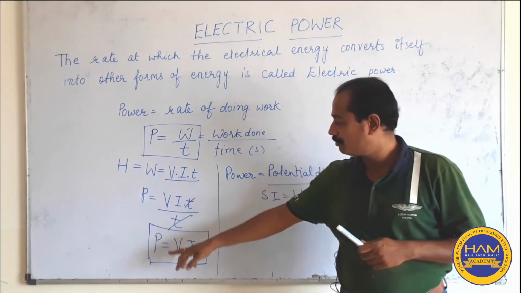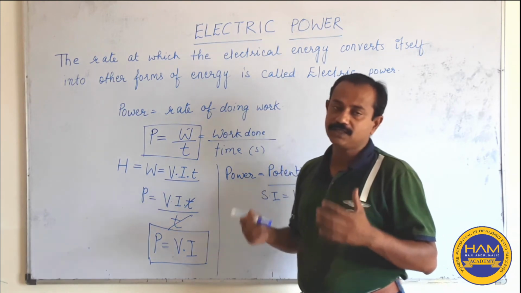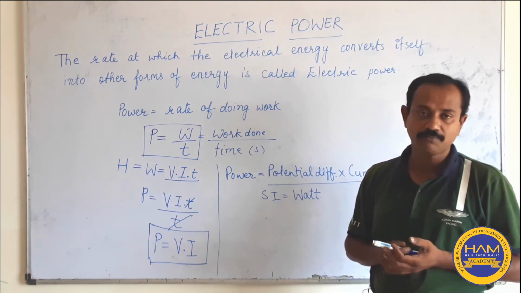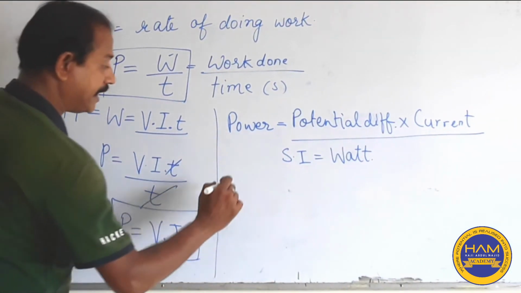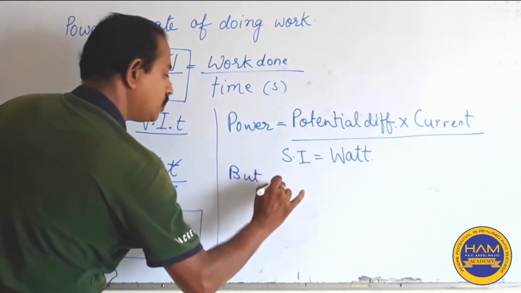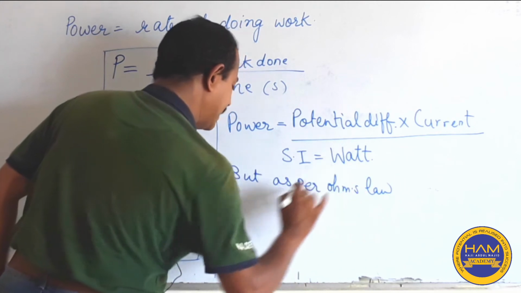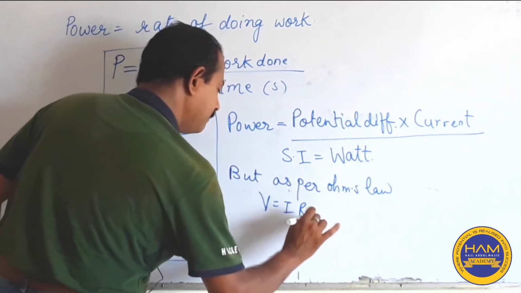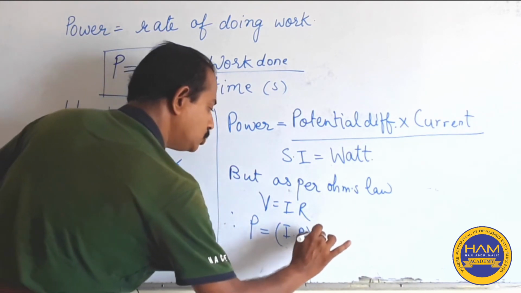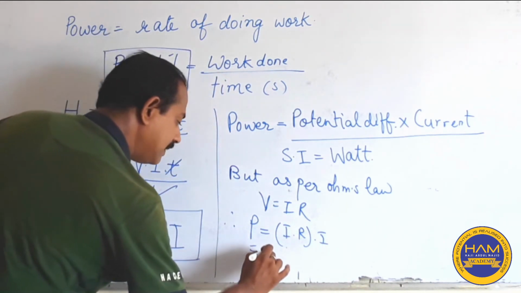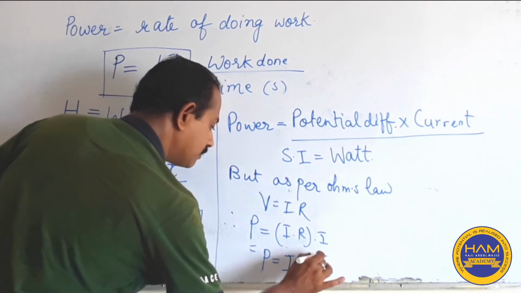Now we have P is equal to V into I. Can we have another form of the equation of power? Yes, we can. For example, P is equal to V into I we have, but as per Ohm's law, V is equal to IR, therefore P is equal to I into R into I. So we land up at another combination, P is equal to I square R.